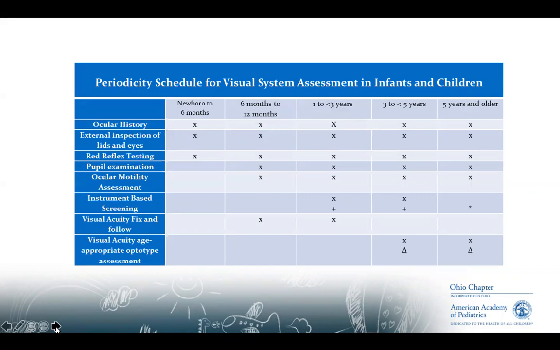When looking at just the things that, over the course of a child's early life, this graph looks at what things we should be asking about and examining and screenings that we should be performing from the newborn period up until 5 years. You can see that really during all of those times, we should be performing an ocular history, as well as external inspection of the lids and eyes, and a red reflex testing. Beginning at 6 months, we should begin examining the pupils, as well as doing some form of ocular motility assessment. Beginning at age 1, we could be doing some instrument-based screening, and also visual acuity fix and follow. And then finally, beginning at age 3, an age-appropriate visual acuity assessment. And we're going to go over all of these in a little bit more detail next.